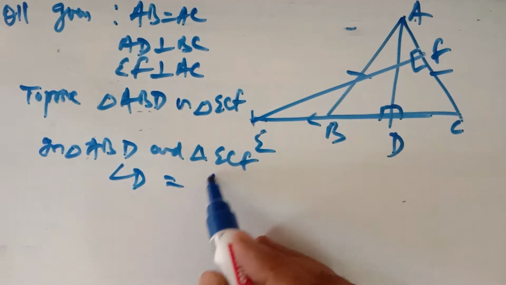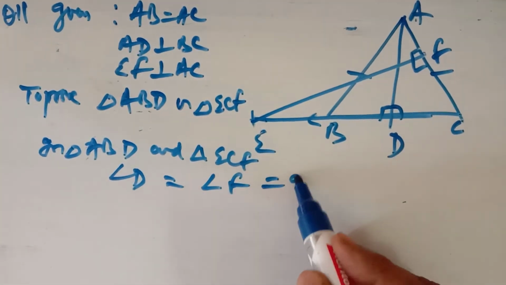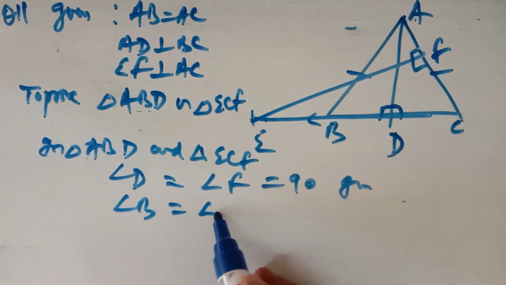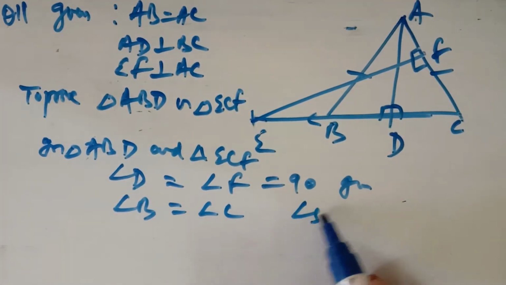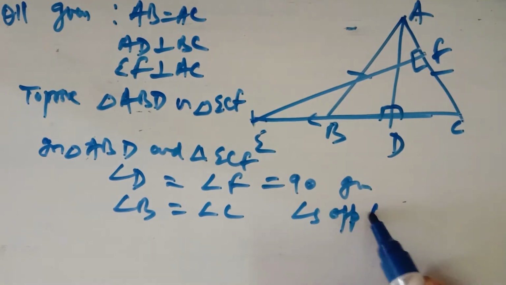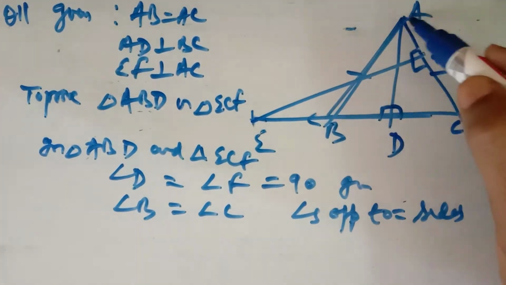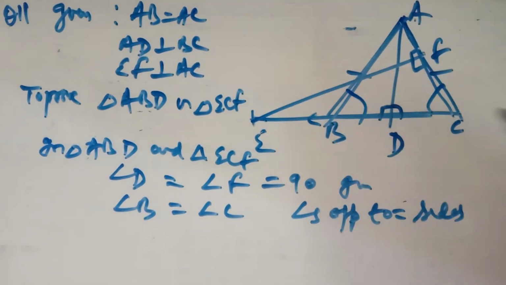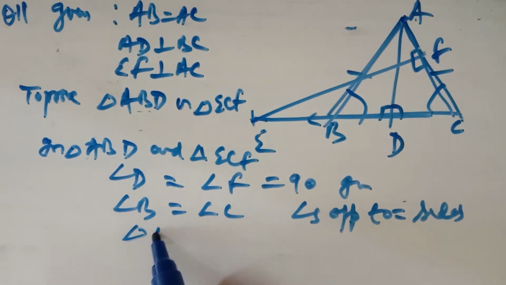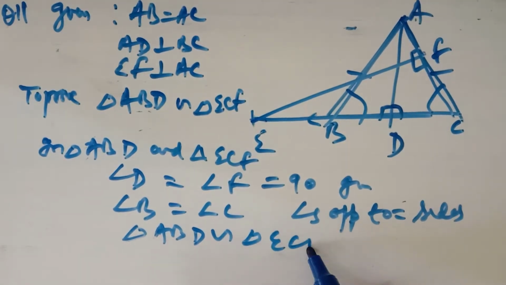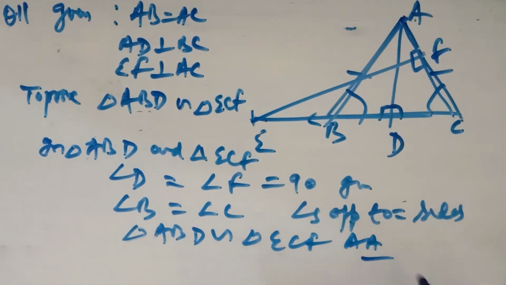Now in these two triangles ABD and ECF, it is very clear that angle D in this triangle and angle F in this triangle are 90 degrees, it is given. Now angle B and angle C are equal, because angles opposite to equal sides are equal. It's a very easy question: AB and AC are equal, so their opposite angles are equal. So we can say that triangle ABD is similar to triangle ECF by angle similarity.